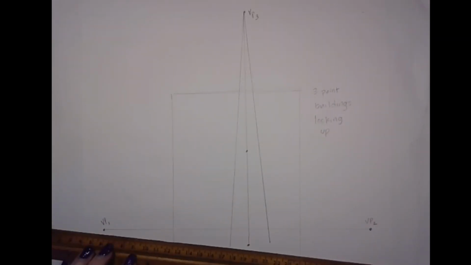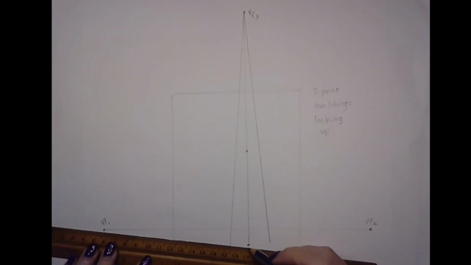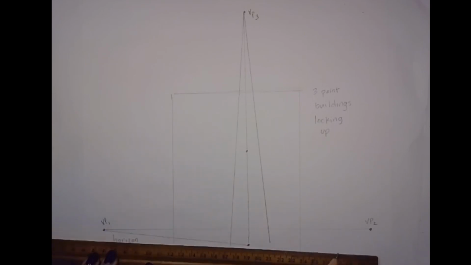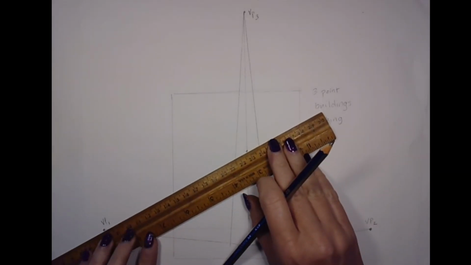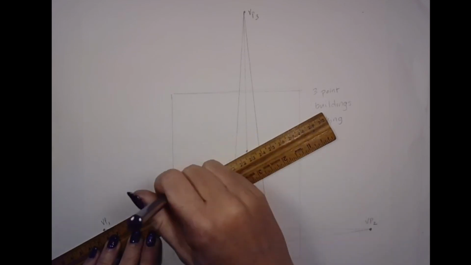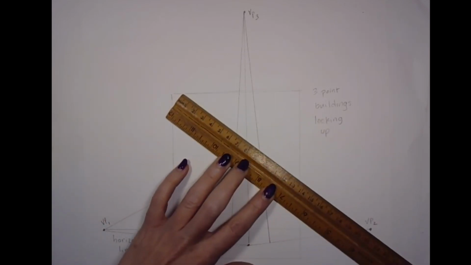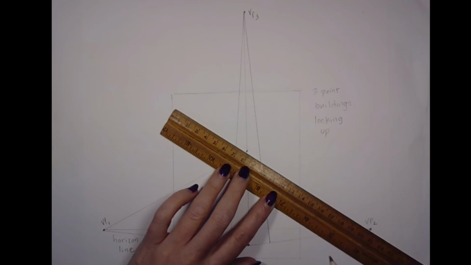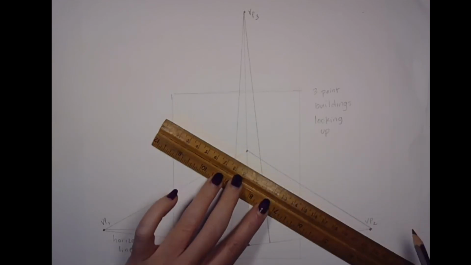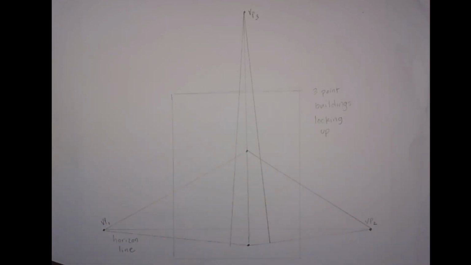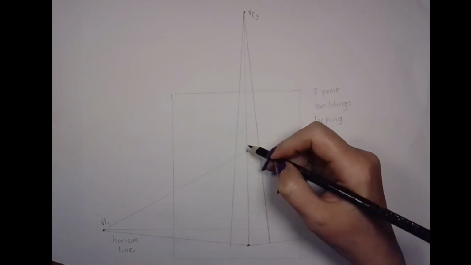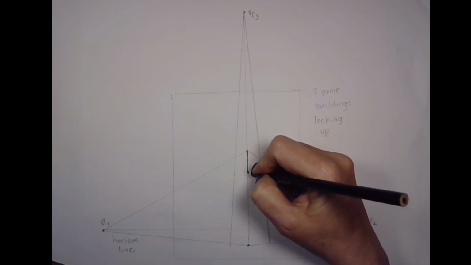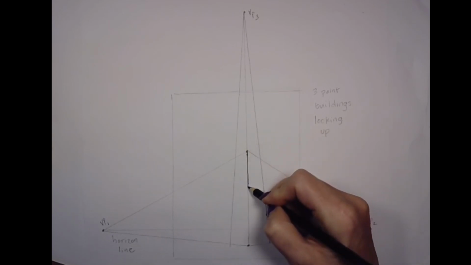Then I'm going to connect the bottom to vanishing point 1 and vanishing point 2. This building goes over the horizon line. I'm going to connect the top to vanishing point 1 and vanishing point 2. Okay. I'm getting my colored pencil just so you can see what is actually the building. And I'm going to redefine the building.